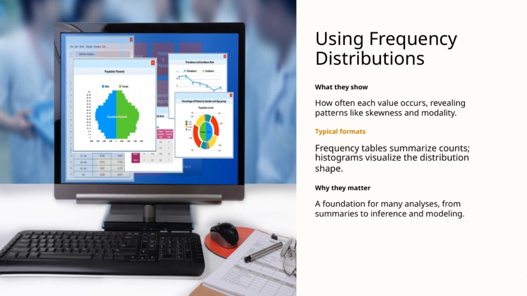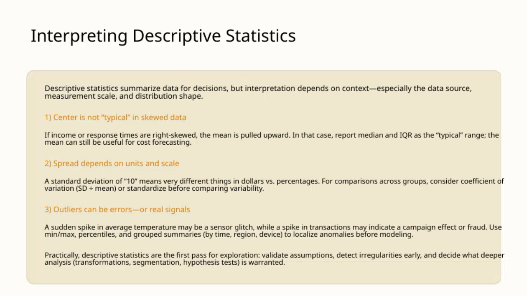Using frequency distributions, whether through tables or histograms, allows us to see the big picture of our data. They're essential tools for identifying patterns, making comparisons, and guiding further analysis. So, as we move forward, keep in mind how these basic summaries serve as the backbone for more complex statistical work. Let's talk about how descriptive statistics help us make sense of data for decision-making.